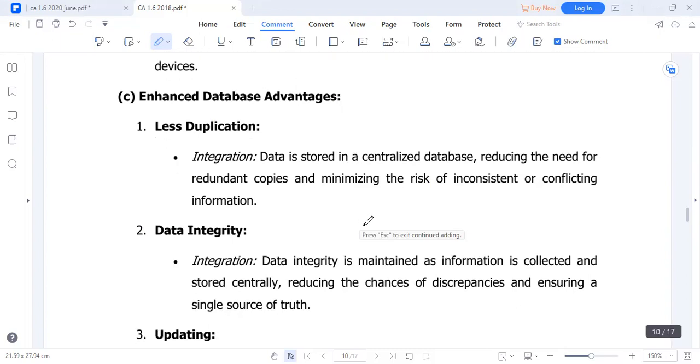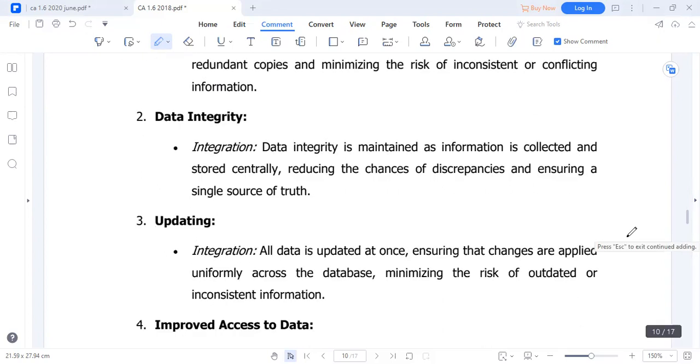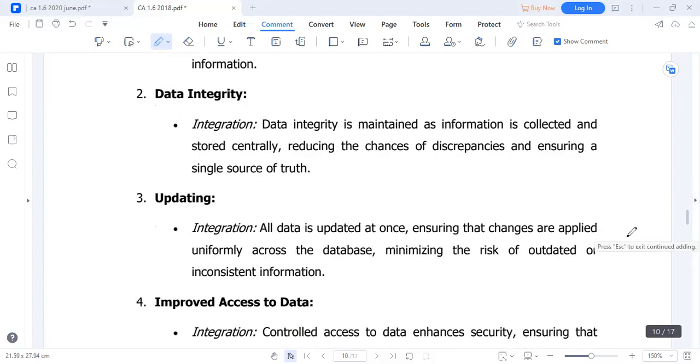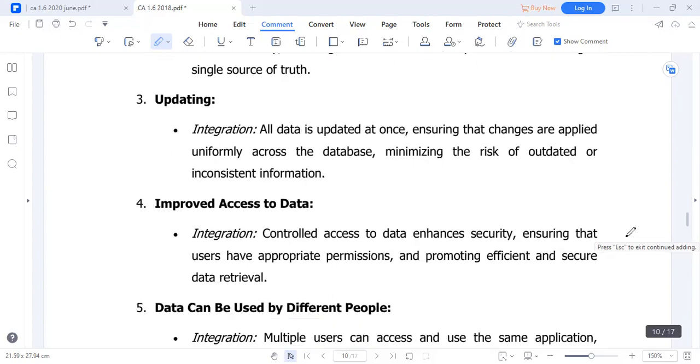Then updating: the database management system, once the data is updated once, ensures the changes. If there are changes, it will notify you. For instance, an iPhone will always ask you to update. So the database system will update when there are updates. Improved access to data: it controls access to data, security, and ensures that only appropriate users are using that information.